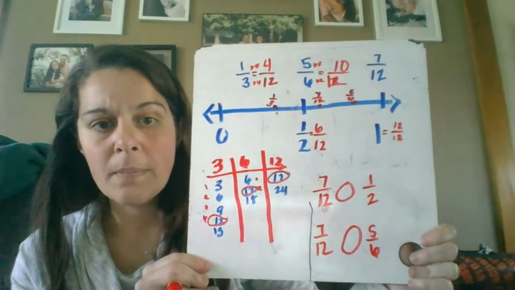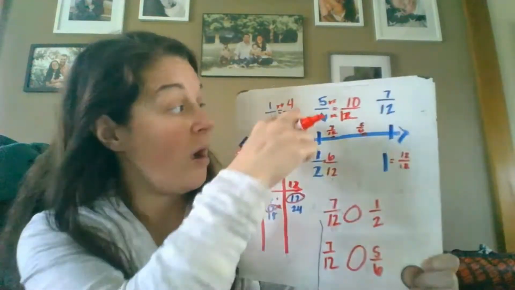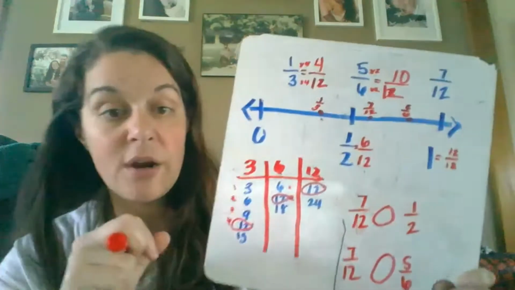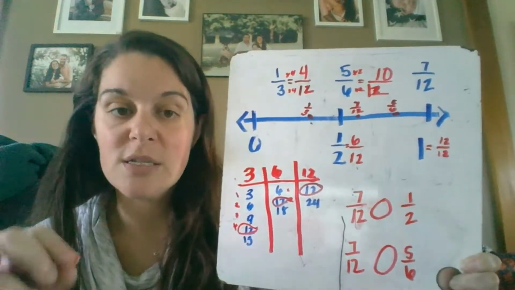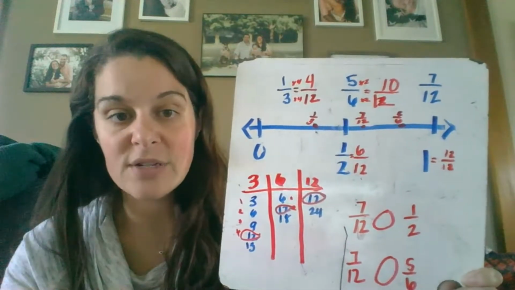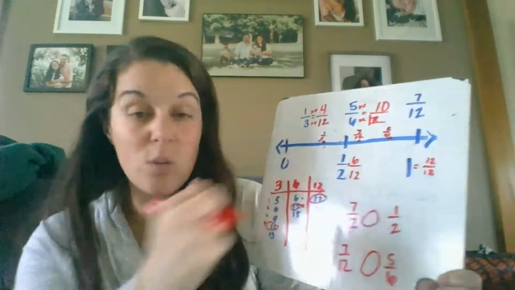Now, these answers should be pretty straightforward because we already did the work. We already found our common denominators up here. And that's why I stress to you guys finding common denominators, because it's important. It's going to give you more accuracy on where it is, and it's also going to make your work so much easier.